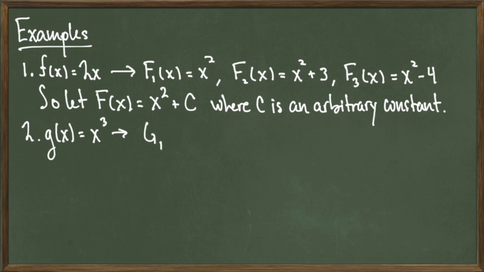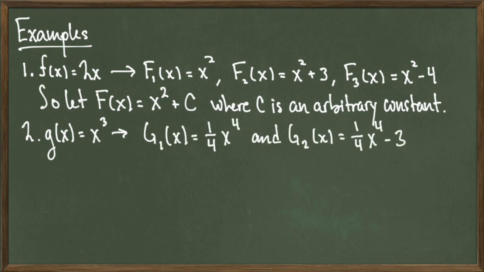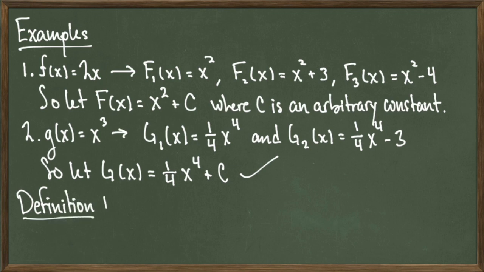Next, consider g of x equal to x cubed. If I define capital G1 of x as 1/4 x to the 4th, and capital G2 of x as 1/4 x to the 4th minus 3, then we can see that taking the derivative of both of these functions will land us at x cubed. Therefore, in a similar fashion to what I did previously, we can define capital G of x as equal to 1/4 x to the 4th plus c, where c is some arbitrary constant.